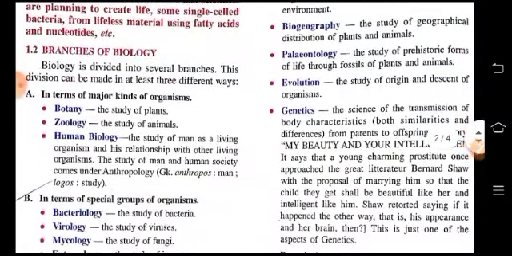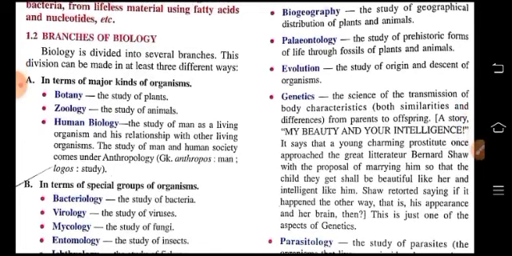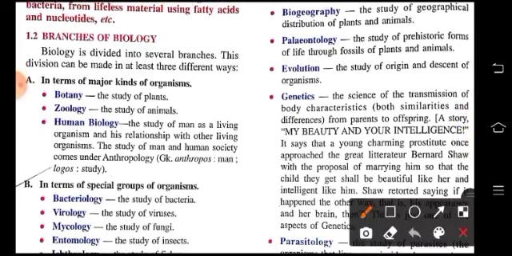Now here come the branches of biology. It is divided into several branches. Usually the division can be made in at least three different ways. In terms of major kinds of organisms: botany, the study of plants; zoology, the study of animals; and human biology, the study of man as a living organism and his relationship with other organisms.